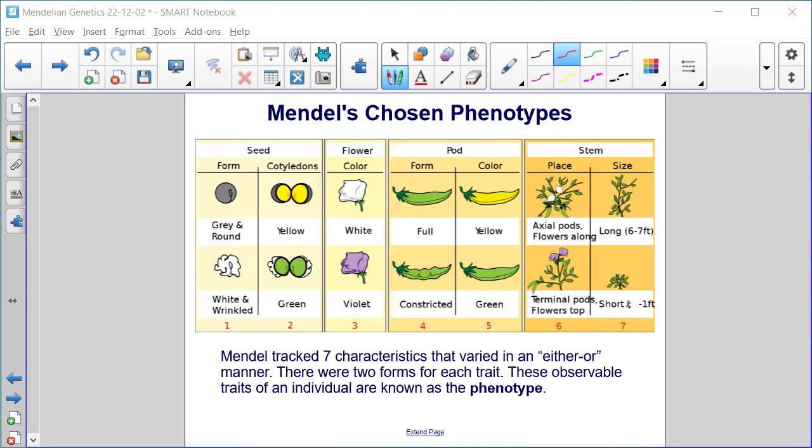Mendel tracked 7 characteristics that varied in an either-or manner. There were 2 forms of each trait. These observable traits of an individual are known as the phenotype. So he tracked the seed form, the seed cotyledons, the flower color, the pod form, the pod color, the stem place, and the stem size.